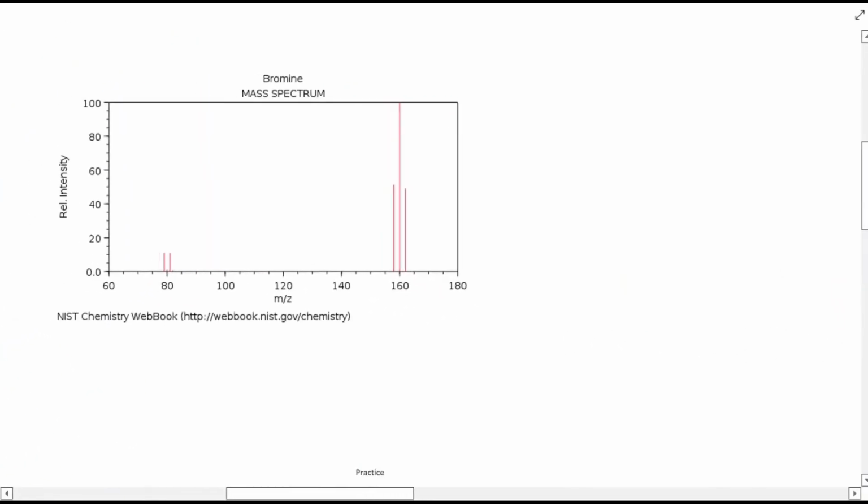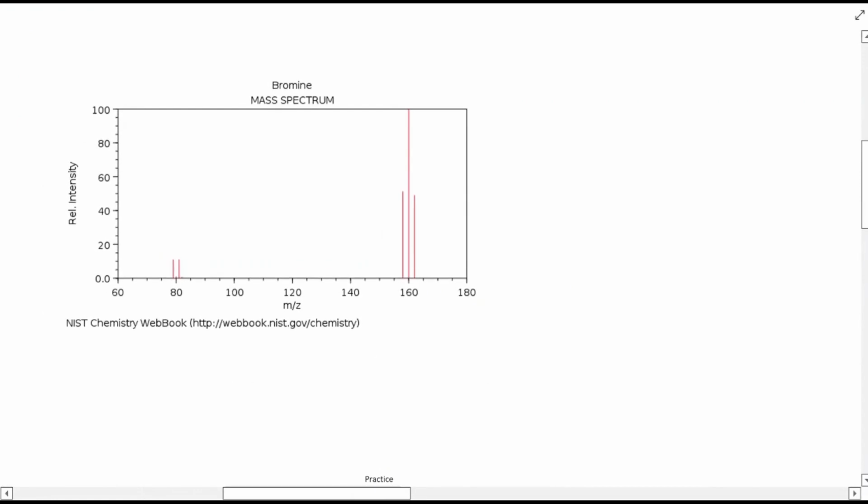Now over here I've got the spectrum of bromine. If we look at this carefully, first of all we can see it's still got m/z underneath, and it's got relative intensity at the top. It has over here two small peaks. These two small peaks are for when the Br2 molecule gets hit by the electron and accidentally breaks up into a gaseous atom and a gaseous ion. Again, it doesn't happen very often, which is why they're so small.